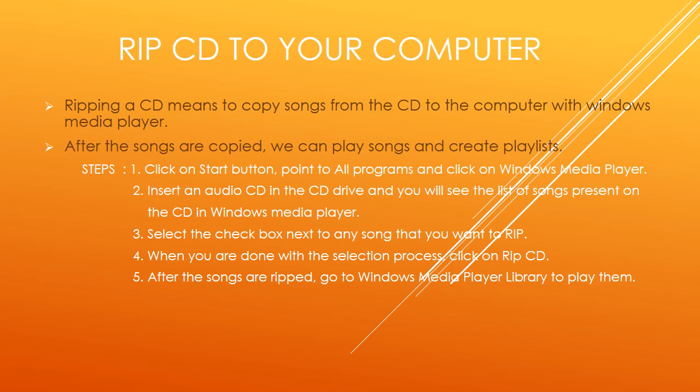Step number 2 is insert an audio CD in the CD drive. So I hope you all must have seen a CD. CD is a compact disc. So for copying anything from the CD, first you need to insert a CD in your system, and then you will see all the songs that are present in that CD in Windows Media Player.